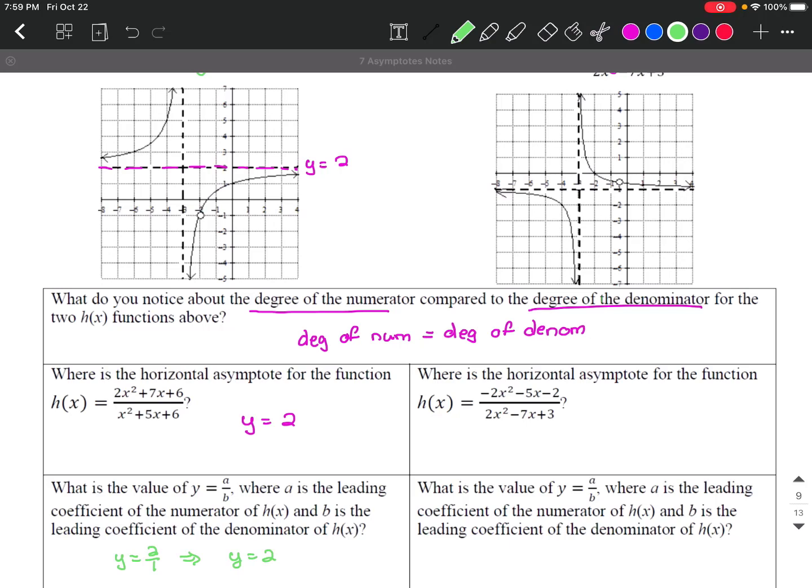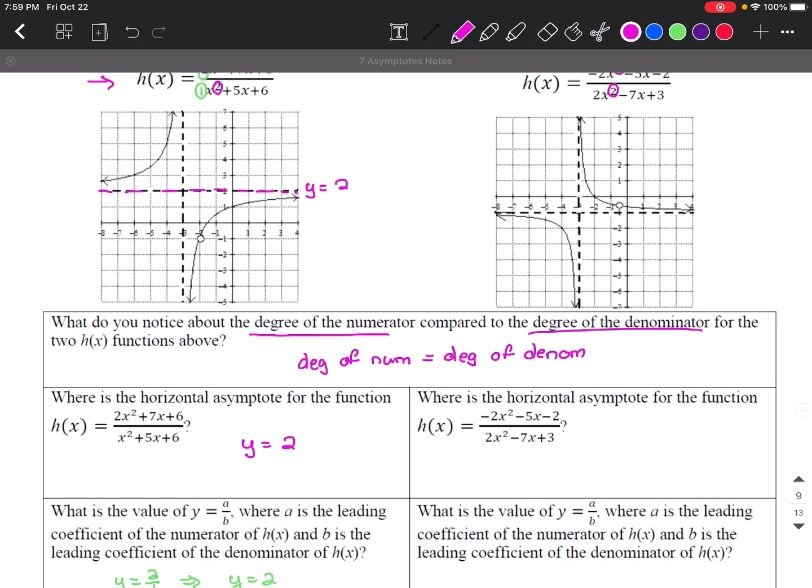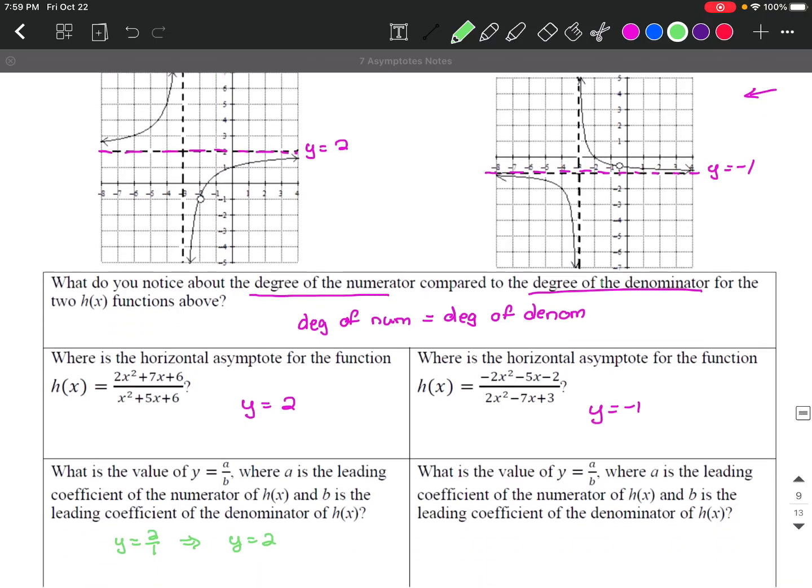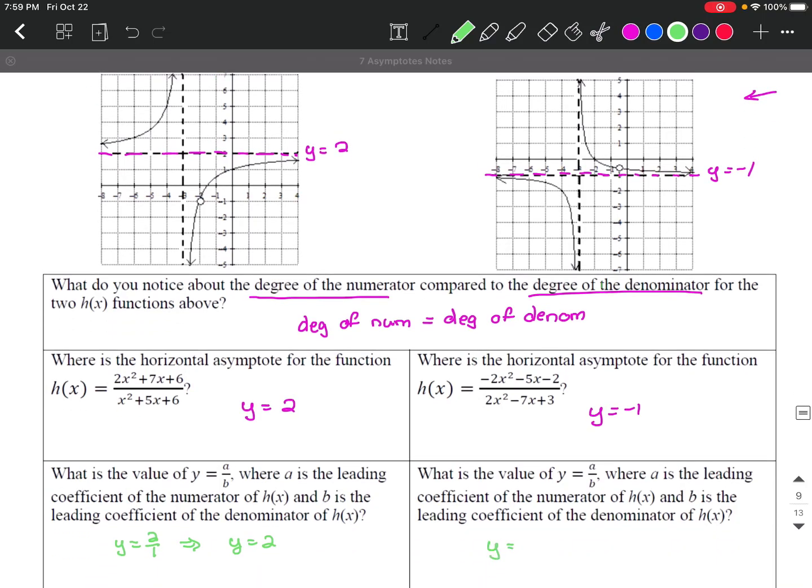That's familiar. Okay, let's look at the function on the right. Where is our horizontal asymptote? Here it is. That has a height of negative 1. Now let's do the same trick with the leading coefficients. In the top, the leading coefficient is negative 2, and in the bottom, the leading coefficient is positive 2. What's negative 2 divided by 2? There it is. It's y equals negative 1.